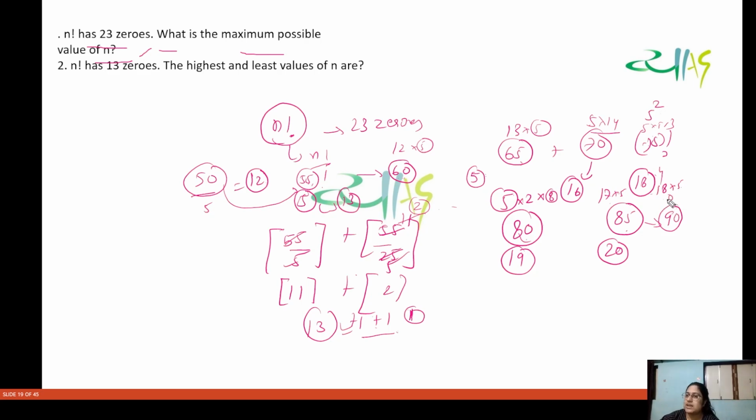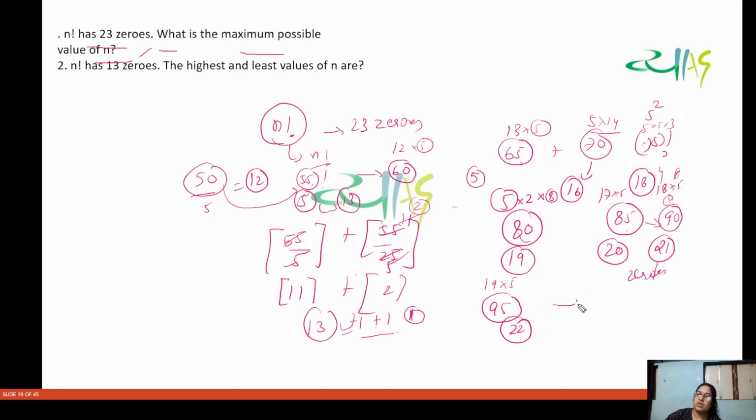Okay, so यहाँ पे आपको क्या मिलेगा? एक ही 5 मिलेगा. ओके, एक ही 5 मिलेगा. सो देन यू गेट 21 zeros up till here. Okay, 21 zeros up till 90. Then you will go to 95. Okay, which is what? 19 into 5. Okay, 19 into 5. Then you got 22 zeros here.